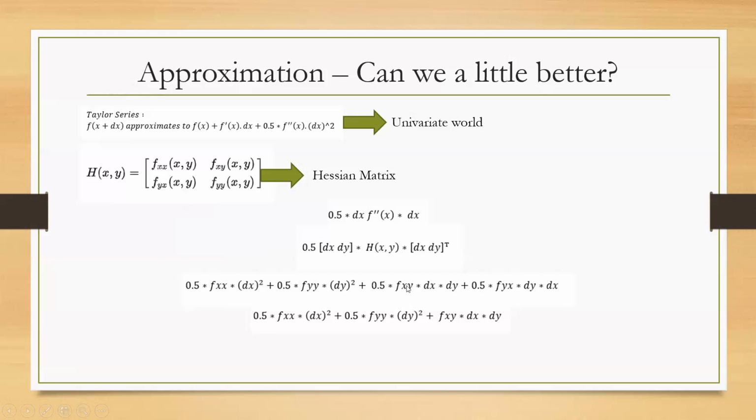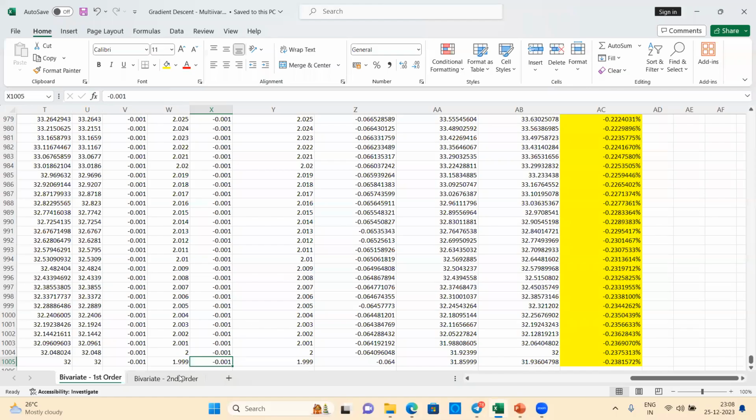Now, what we do is, as I said before, fxy is same as fyx. So which means I can treat this as fxy. So which means I can do a simple summation of these two expressions and I'll get fxy multiplied by dx multiplied by dy. So here is the second order expression for Taylor series when you use two variables. Okay, so let's go back to the Excel and let's see what's happening when you do bivariate.